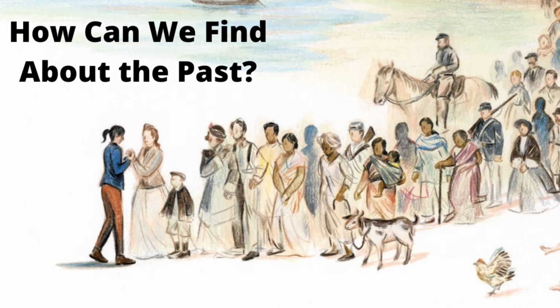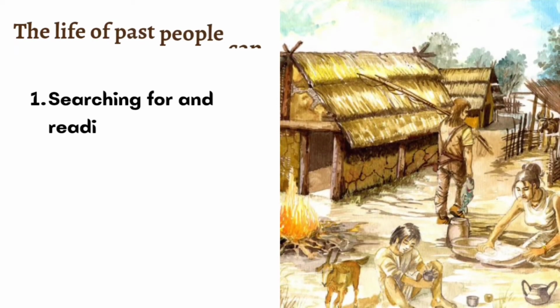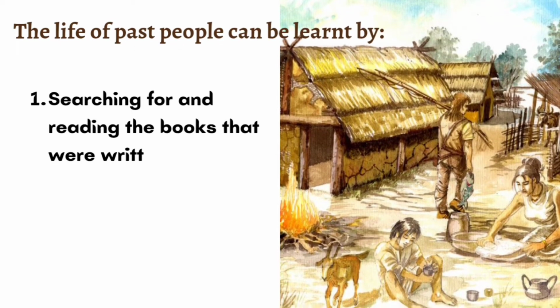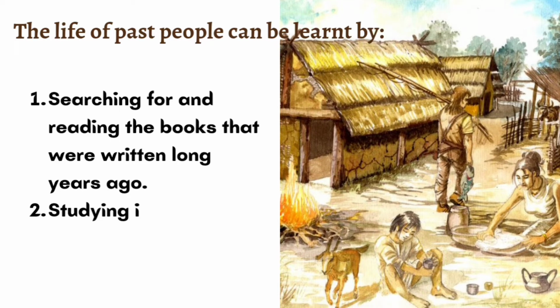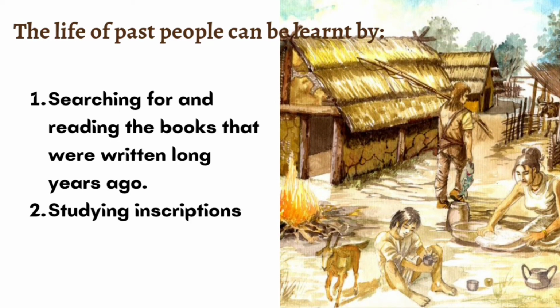Now let's think of how we can find out about the past. What methods can be used? We can learn about the life of past people in many different ways. One method is by searching for and reading the books that were written long years ago. The second one is studying inscriptions.